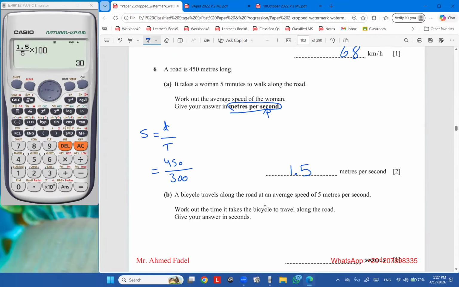A bicycle travels along the road, which is 450 meters as well, at an average speed of 5 meters per second, which is the speed. They wanted to find the time. So distance over speed will give you the time. Find the time it takes the bicycle to travel along the road. Give your answer in seconds. Yes, it is in seconds already because they said 5 meters per second. 450 divided by 5 is going to give you 90 exactly.